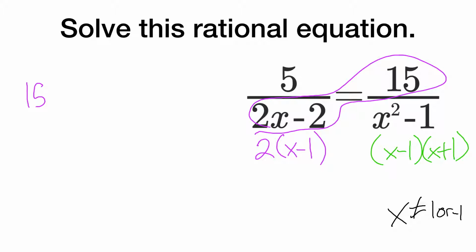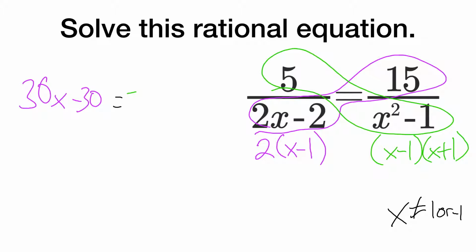That becomes 15x minus 30. Sorry, not 15x. 30x minus 30 is going to equal 5x squared minus 5. Now, first thing I'm going to notice here is that I have an x squared and an x. Those don't combine, which means I'm just going to move them all to the same side. That means 5x squared. I'm subtracting 30x.